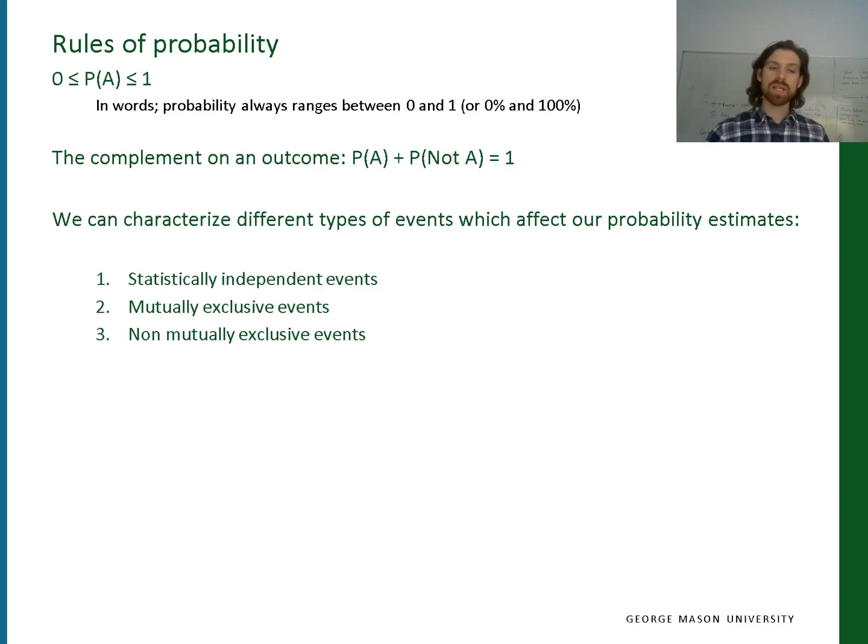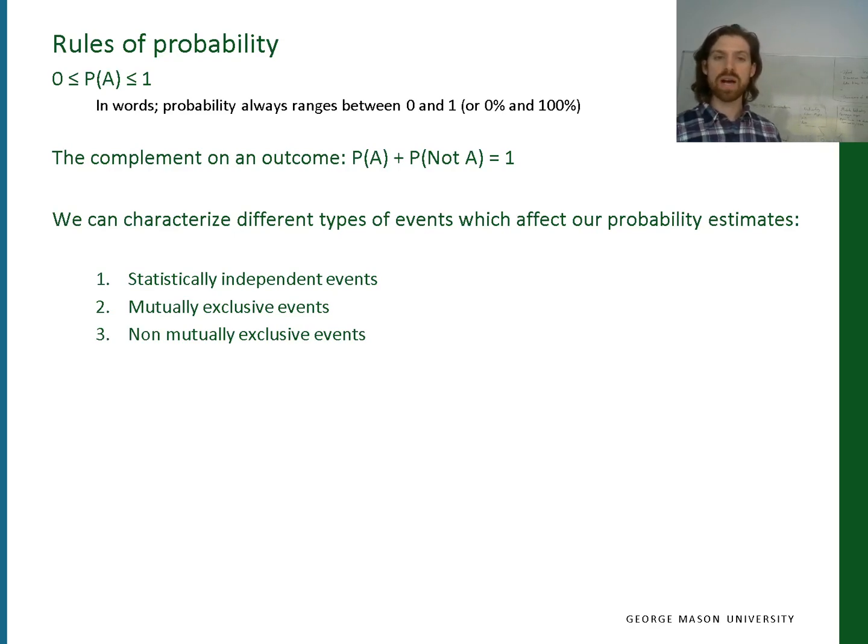So, rules of probability. We went through this before: your probability value is going to be between 0 and 1. 0 means you're certain that this particular outcome is not going to occur at all, and 1 means you are absolutely certain that that one outcome is going to occur.